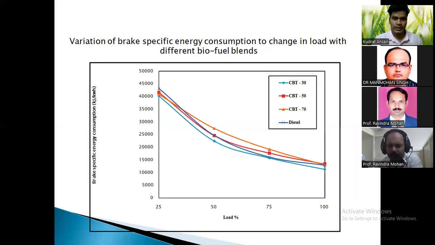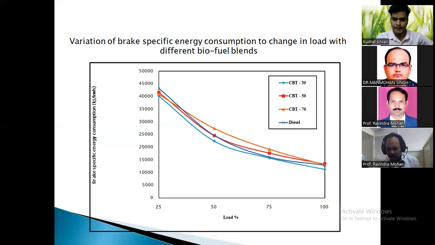Now let's move on to the variation of brake specific energy consumption with change in load for different biofuel blends. Again, the x-axis shows the load percentage and the y-axis shows the brake specific energy consumption, showing which blended fuels are consuming more energy. At 25% load, almost all are at the same level, but natural diesel has quite a higher energy consumption. The green and blue line, which is CBT 30%, from start to end, up to 100%, has the lowest energy consumption rate compared to all the blended fuels and natural diesel.